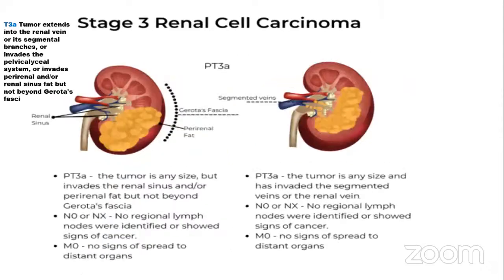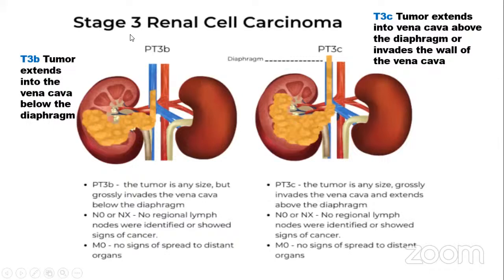T3A, the tumor extends into the renal vein. As you see, the tumor reaches the renal vein and segmental renal vein, or its segmental branch, or invades the pelvicalyceal system, or invades the perirenal fat or renal sinus fat, but not beyond the Gerota fascia. This is the Gerota fascia, not beyond it. Therefore, it is stage T3A.